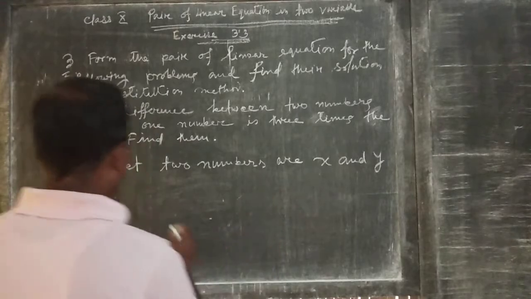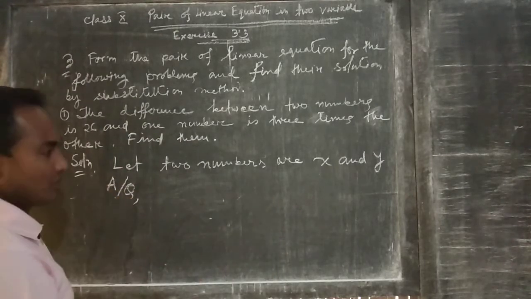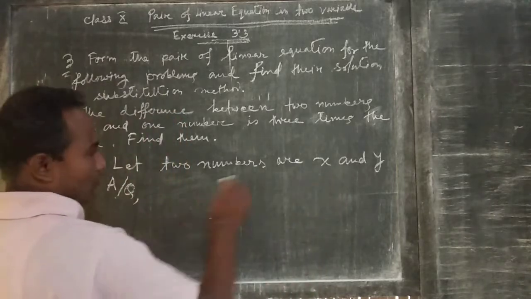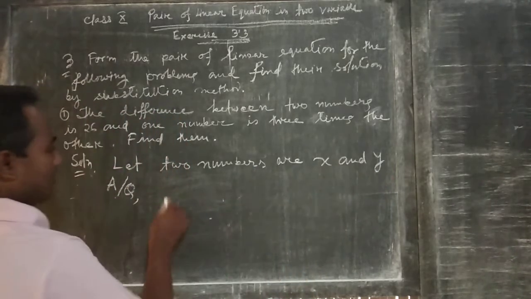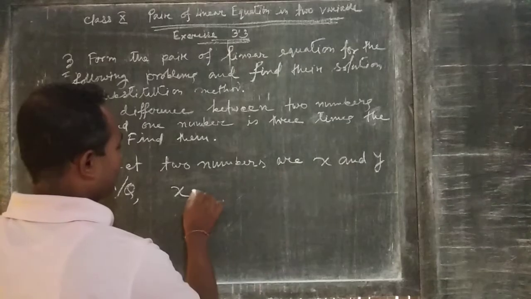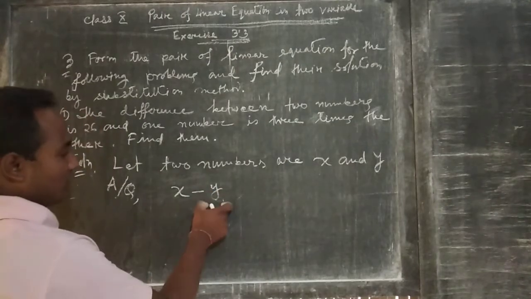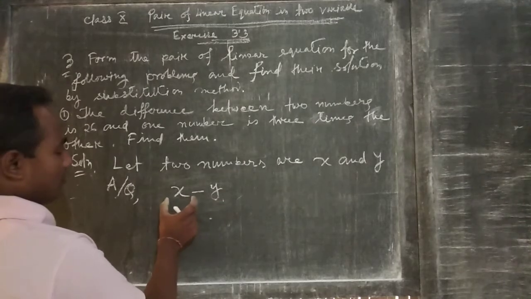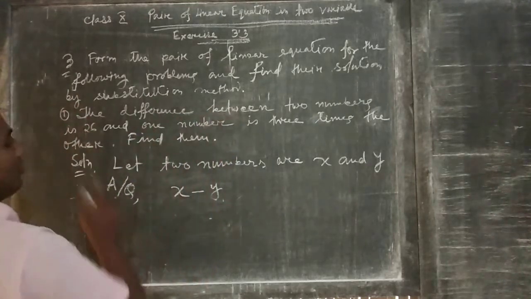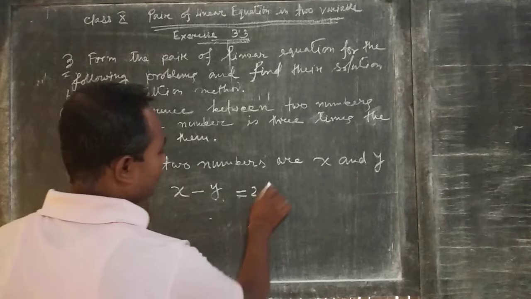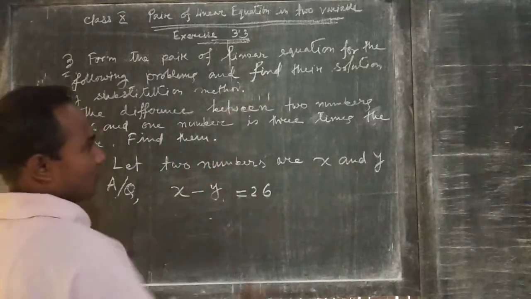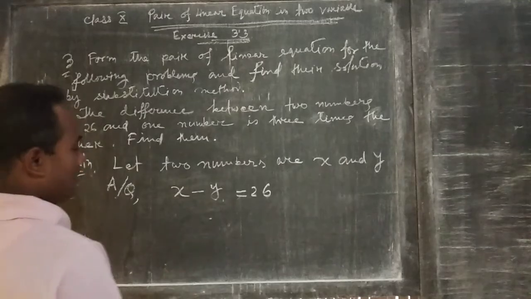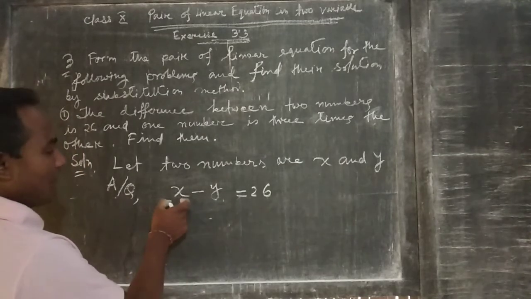Okay, then according to the first condition, we have to subtract the smaller one from the larger one. The larger one is x and the smaller one is y. So x minus y, the difference between the two numbers is given as 26. That means x minus y equals 26. And according to the substitution method, at first we will find the value of any one of these two variables. Okay, now we will find the value of x.